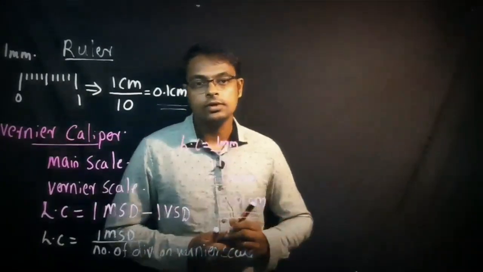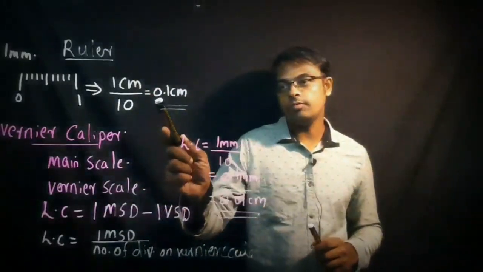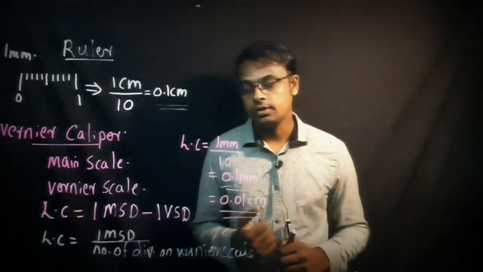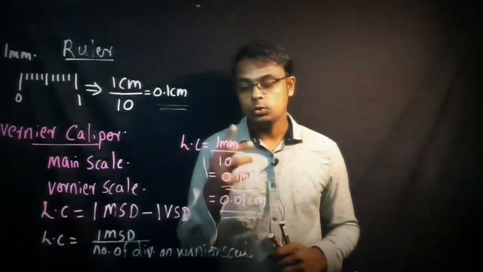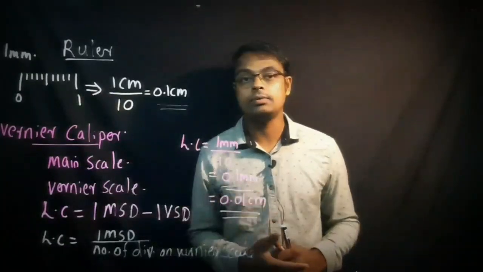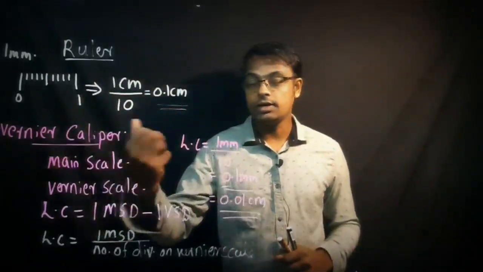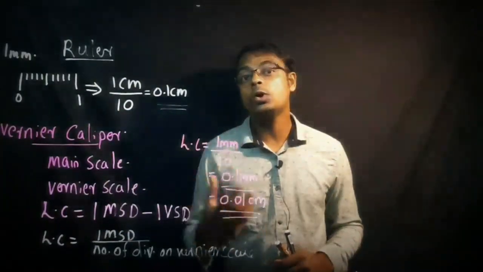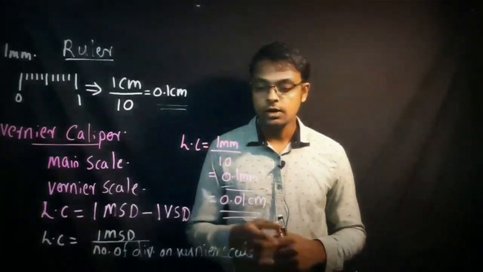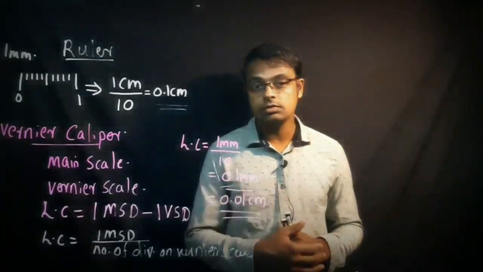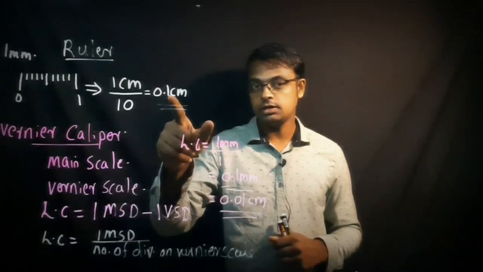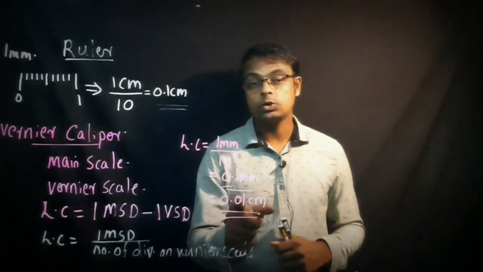Using a ruler, the minimum value you can measure is 0.1 centimeter or 1 millimeter. But using a vernier caliper, you can measure up to 0.1 mm, less than 1 mm. So the vernier caliper is used to measure what? Very small thickness or very small measurements in length. Or we can say 0.01 centimeter. The value we can measure with a ruler is 0.1 centimeter. If you are writing in centimeters, here it becomes 0.01 centimeter.